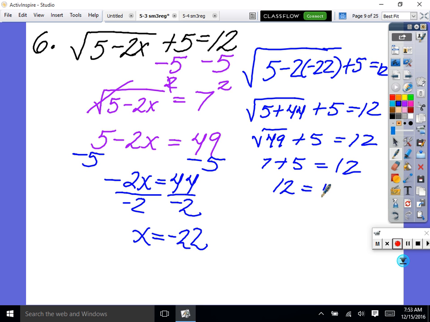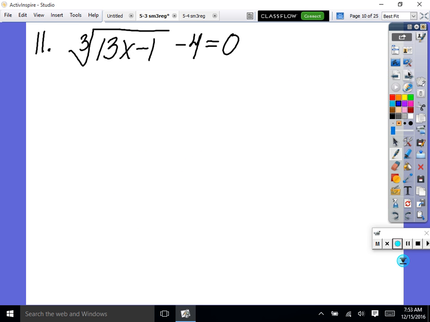12 equals 12. Was that too fast? I'm just showing you the process here. That is true. So we keep it. Check it. Yeah, you'll need to check every single one of these. Yep, okay, so everybody, next one that's not a square root.